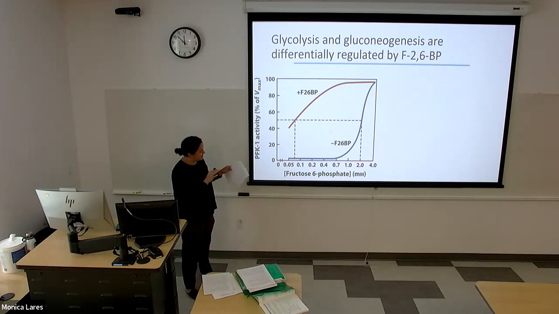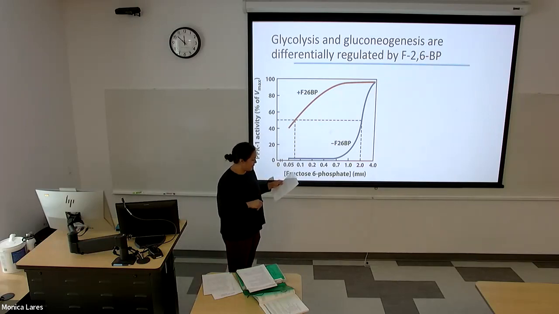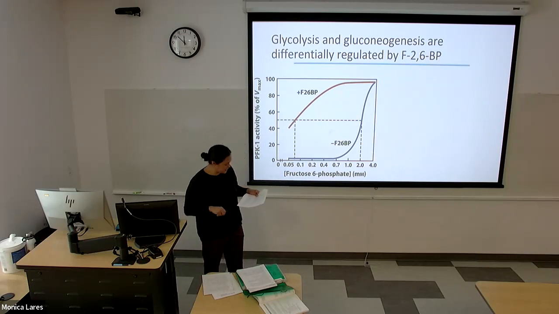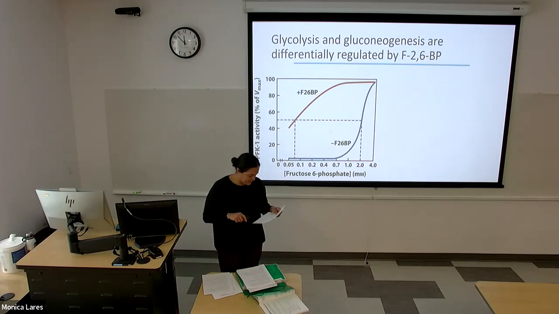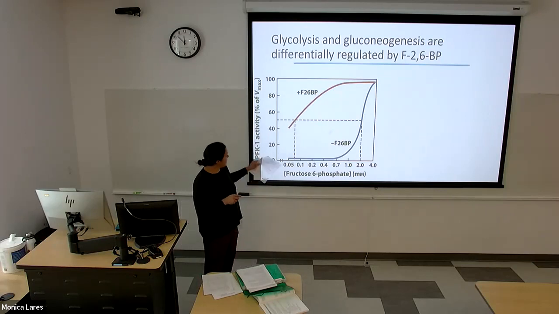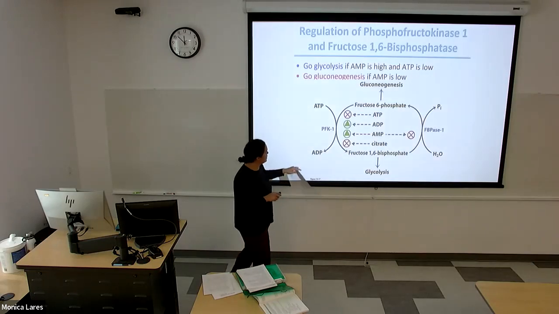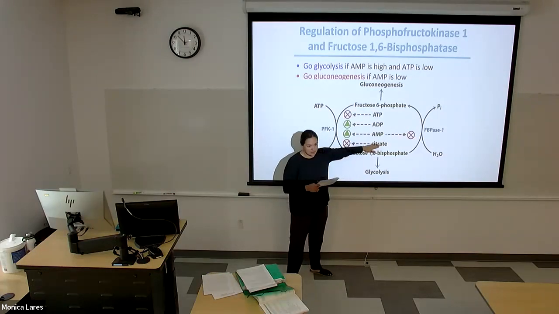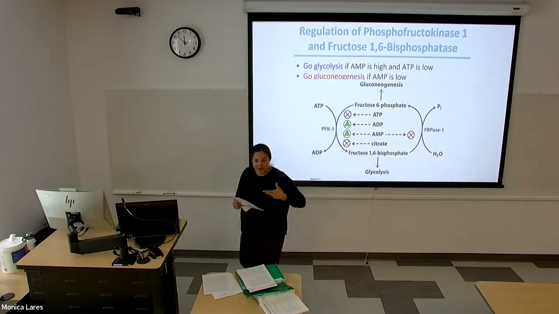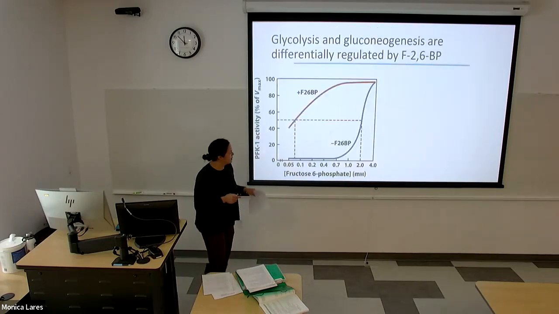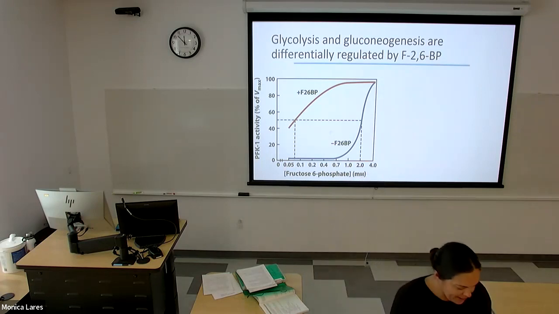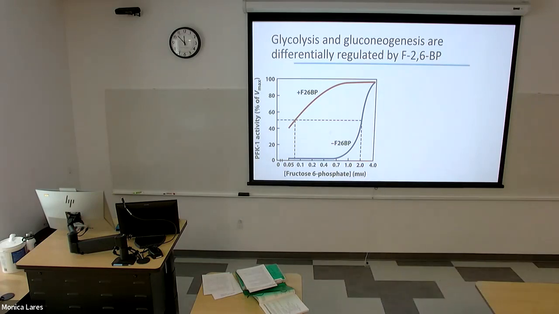So fructose 2,6-bisphosphate binds to PFK1 and increases its affinity for the substrate fructose 6-phosphate. At the same time, fructose 2,6-bisphosphate can reduce PFK1's affinity for ATP and citrate. So it reduces affinity for the things that inhibit it. Again, PFK1 requires fructose 2,6-bisphosphate in the cell for any relevant activity.